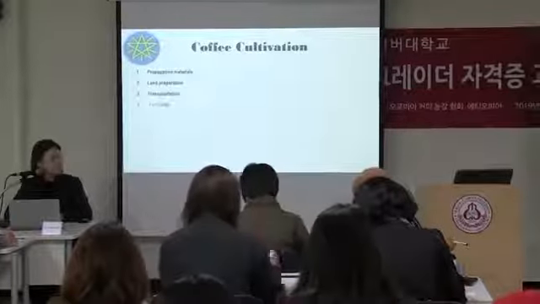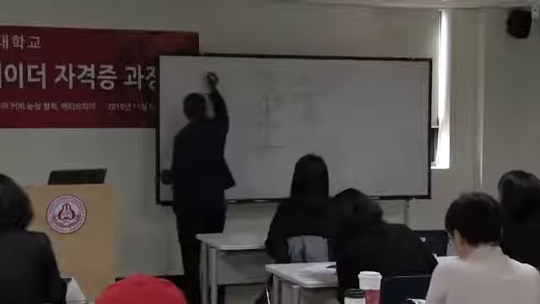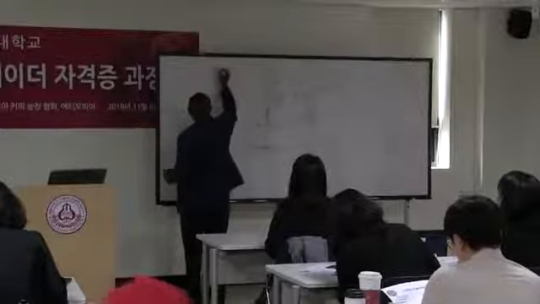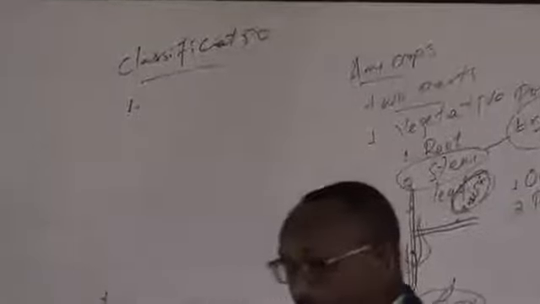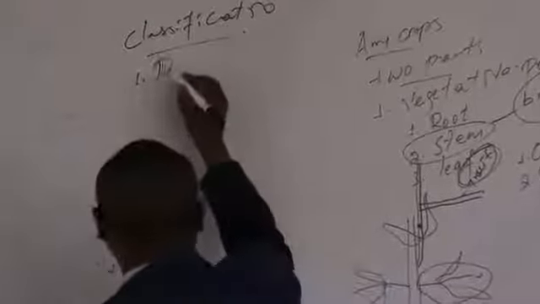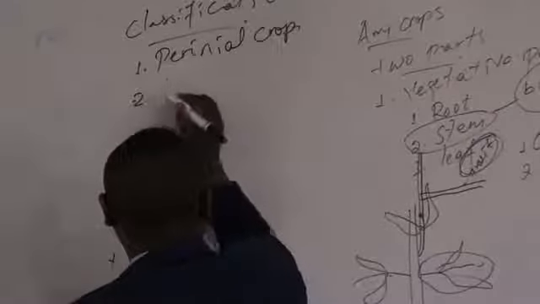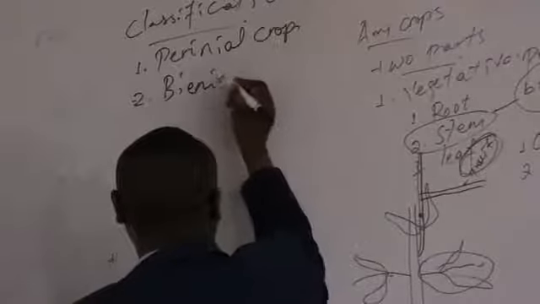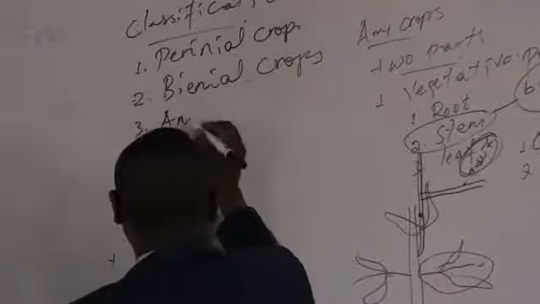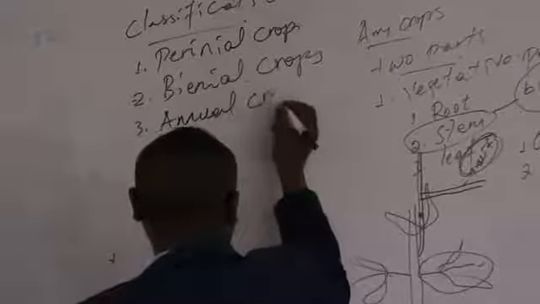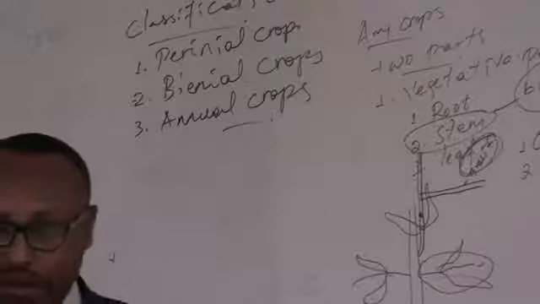Okay, let me classify our crops into three. Classification of crops. The first classification is based on their age. The first one is perennial crop. The second is biennial crop. The third one is annual crop. These are the three types of crops: perennial crop, biennial crop, and annual crop.